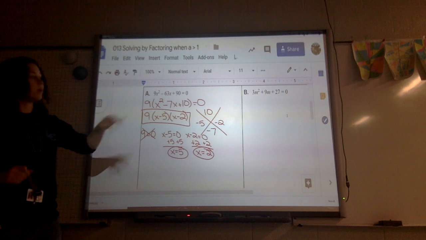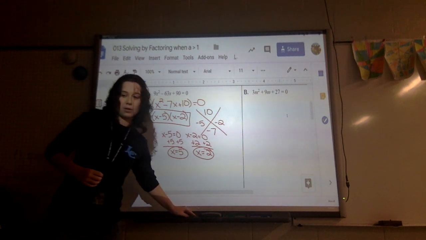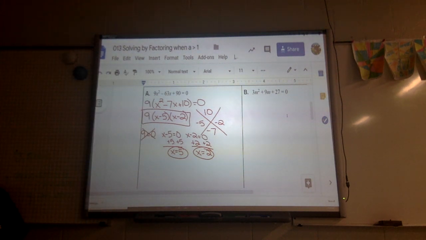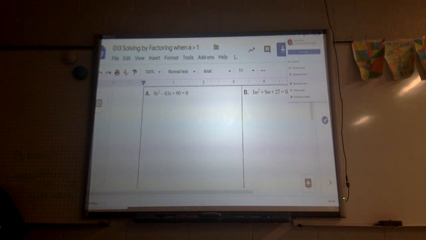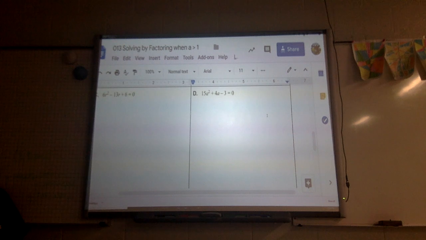We are going to skip example B just for sake of time. So let's go look at example C. Oops, hit the wrong button. There we go. Okay, so example C.